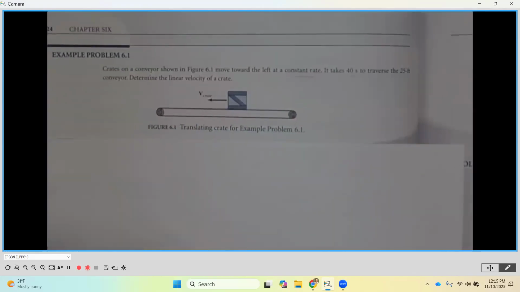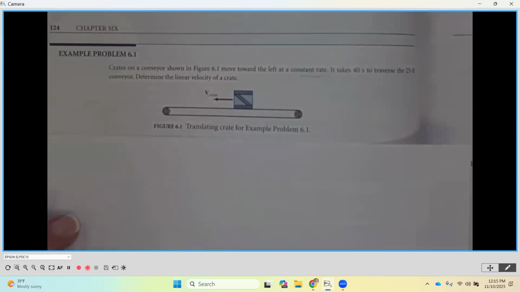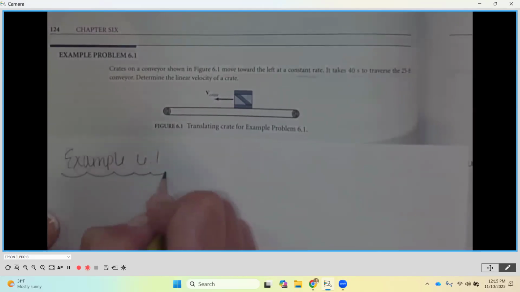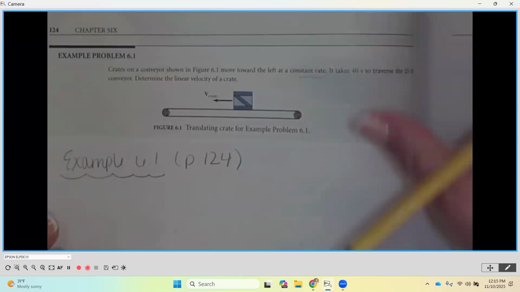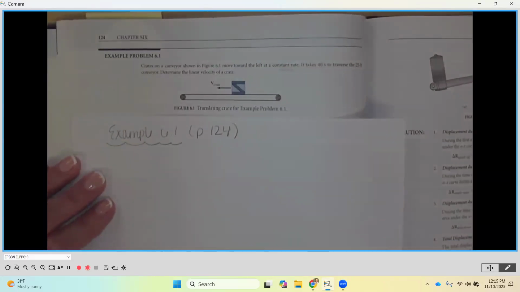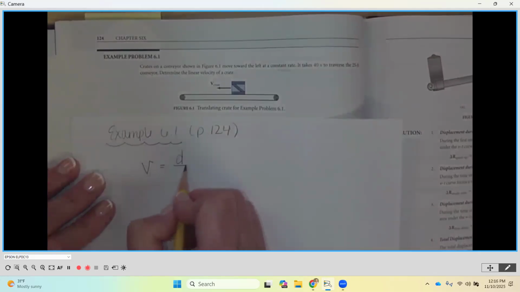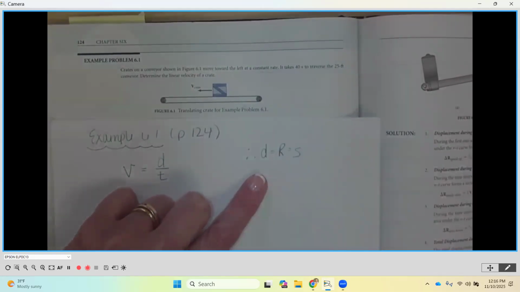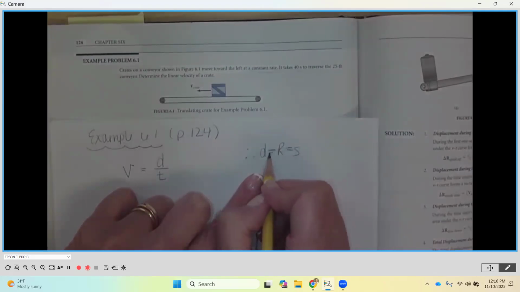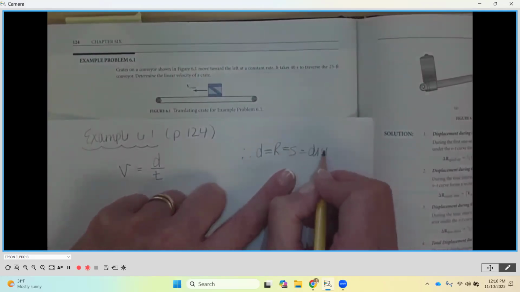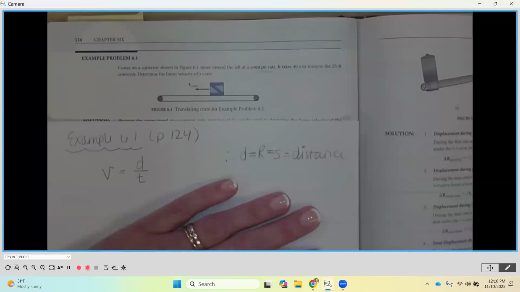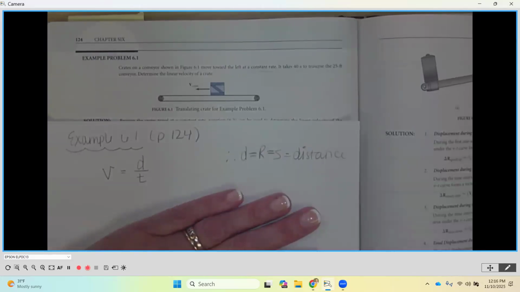So this is example 6.1, and again, it's on page 124. We know that if we want to find out what is the linear velocity, velocity is going to be equal to d over t. Now, I just want to preface that d is equal to r is equal to s. Another variable that we end up seeing used quite often for distance. So whether it's a variable of d, r, or s.